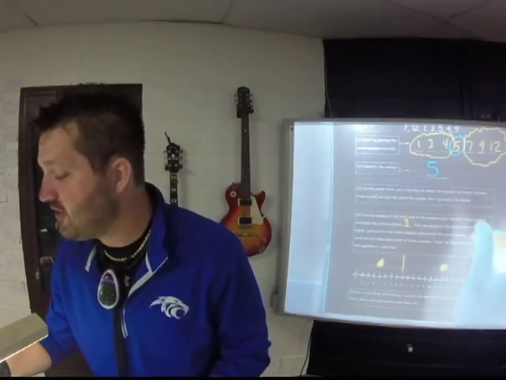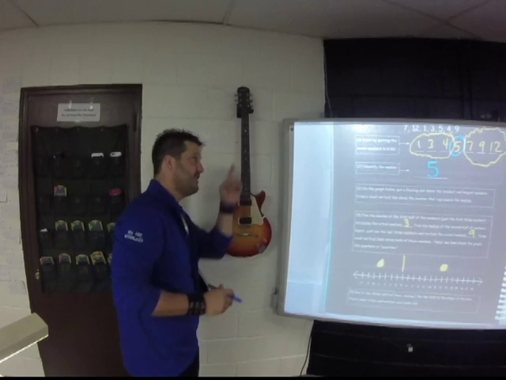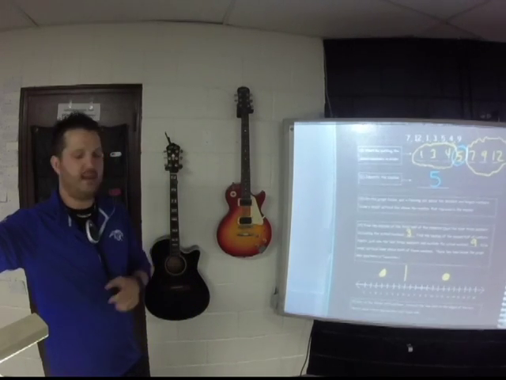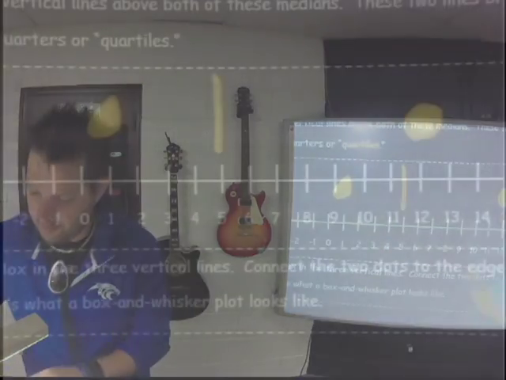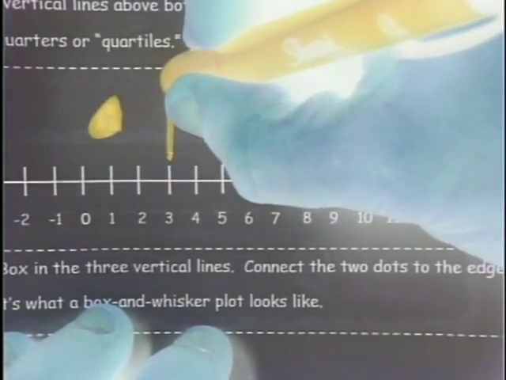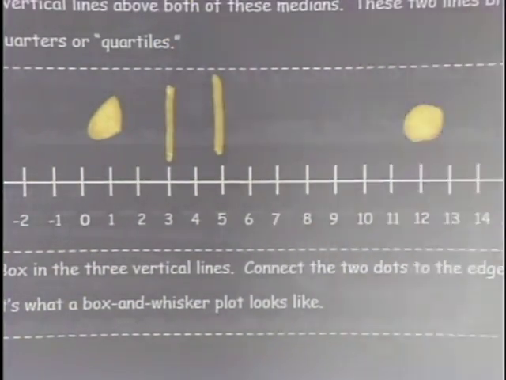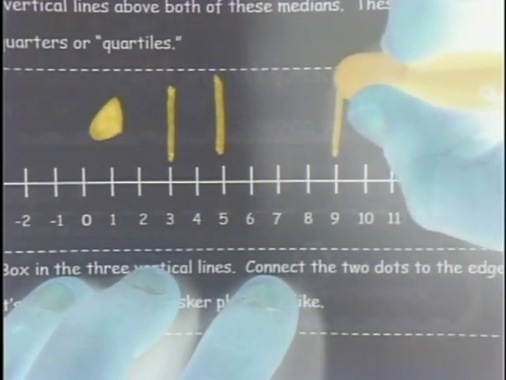Those guys also get little floating lines. So the 3 gets a floating line. The 9 gets a floating line. And now we're pretty much done. I want a floating line above 3, the median of the first 3 numbers, and a floating line above 9, the median of the next 3 numbers.